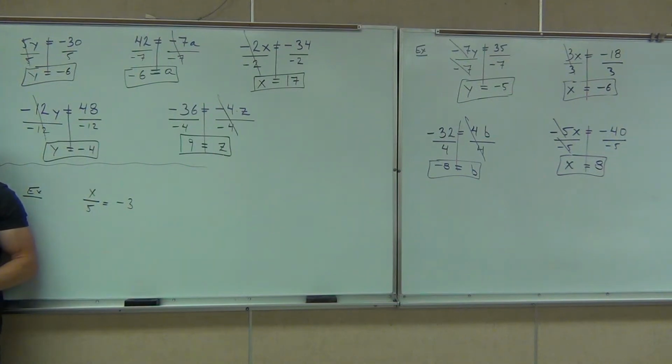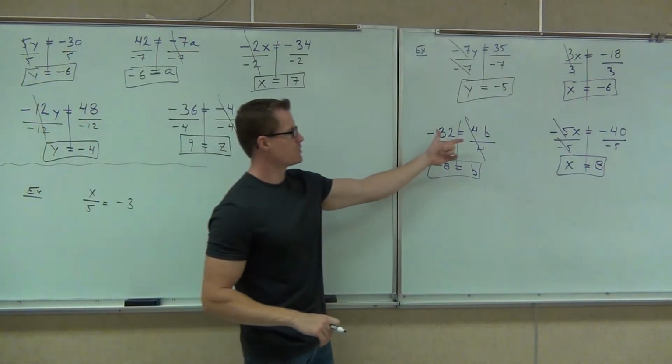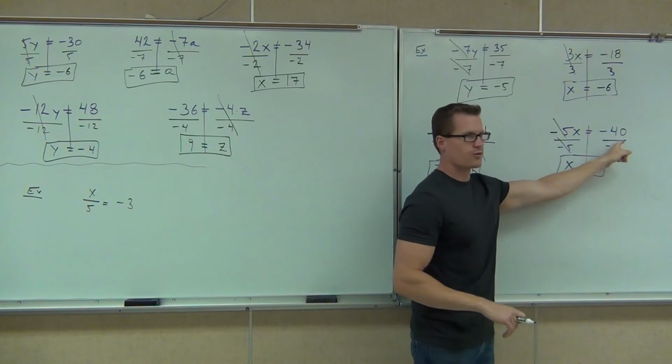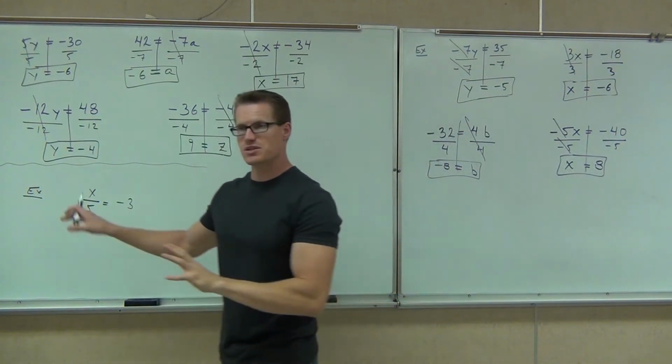Fraction means divide, just like we did over here. We actually created fractions right here. Negative 40 over negative 5, that just means divided by. So this means the same thing.